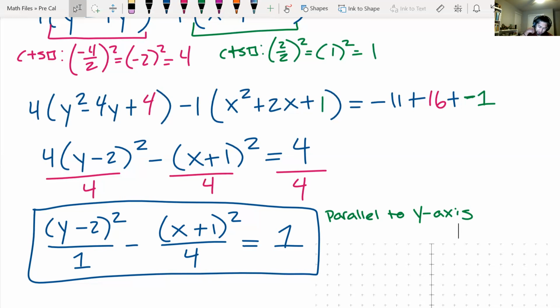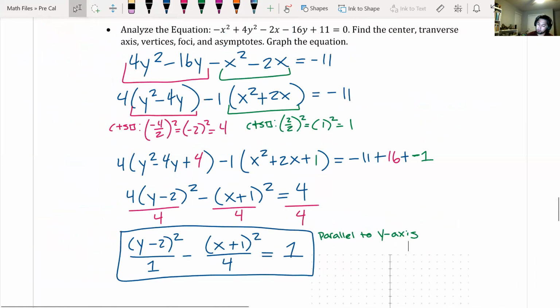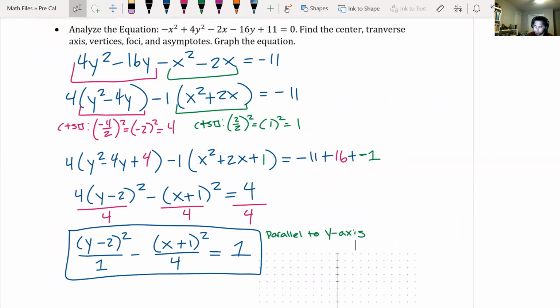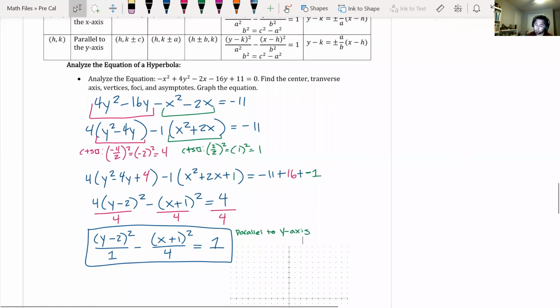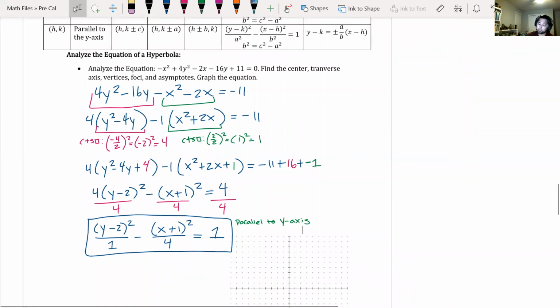Whatever the leading term is and whatever's positive, right? So here, y is the leading term and y is positive. Yes, sir. Okay. So we're parallel to the y-axis. So now we can actually give some information from this. So if you compare this to the formula above, what is the value of A?